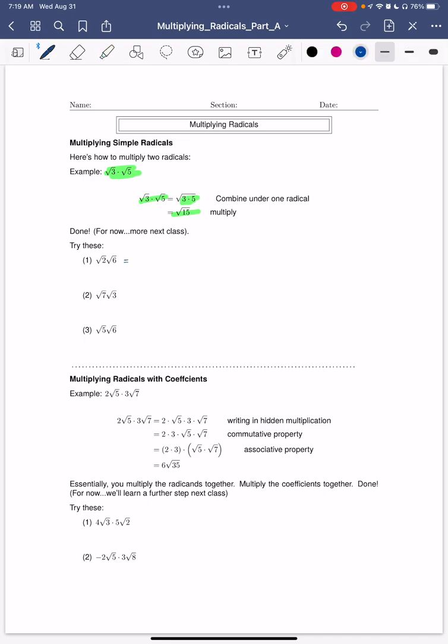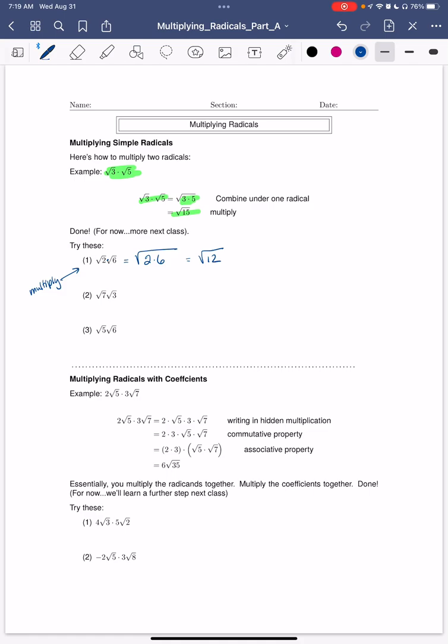So radical 2 times radical 6. Now, I know there's no symbol written between these two, but it's an implied times. When you have two radicals crash together, that means they're being multiplied. So we're going to rewrite it as radical 2 times 6, which becomes radical 12, and we'll leave it there.